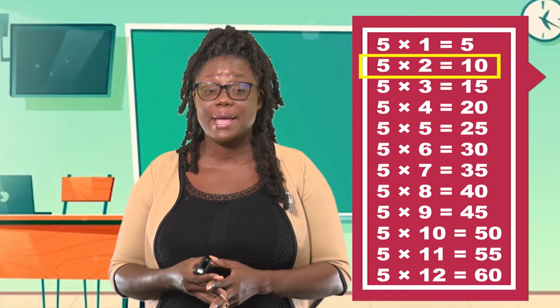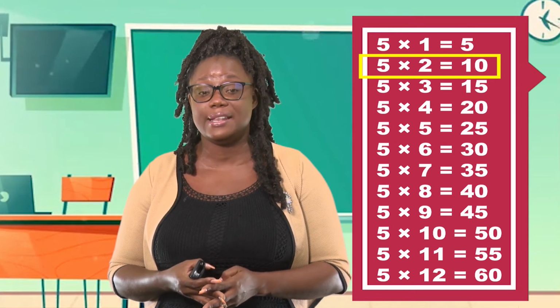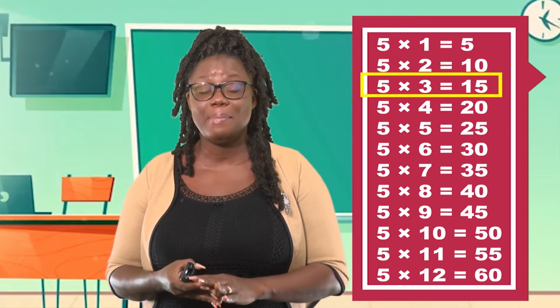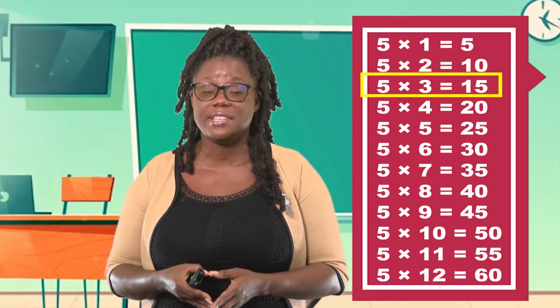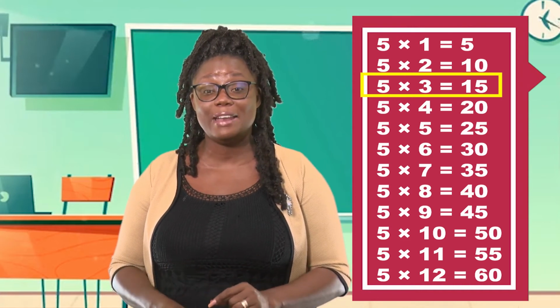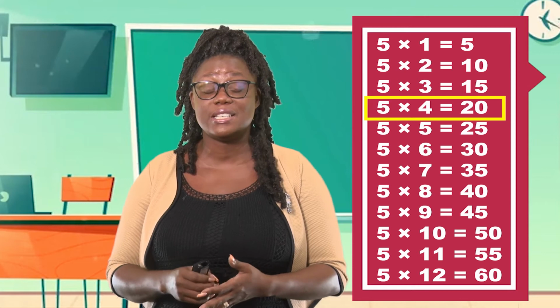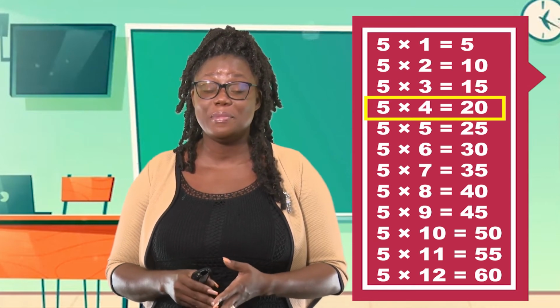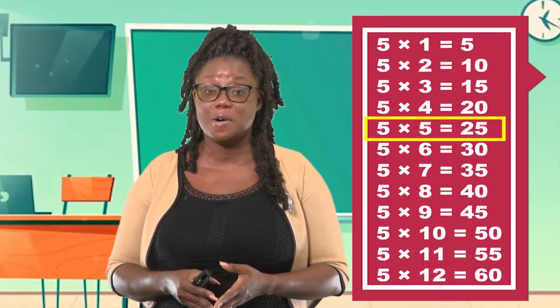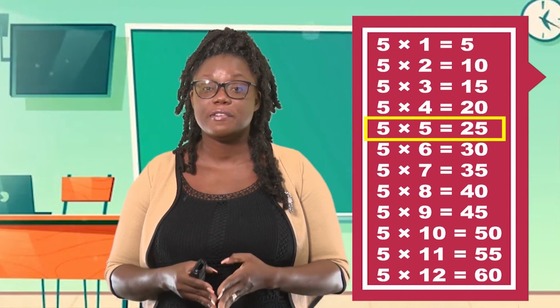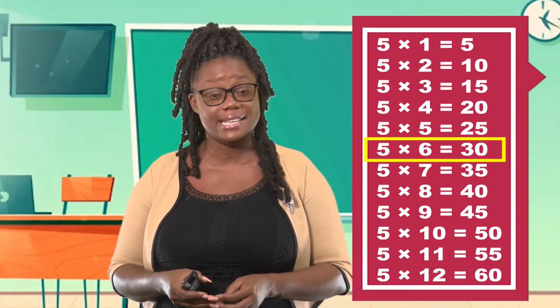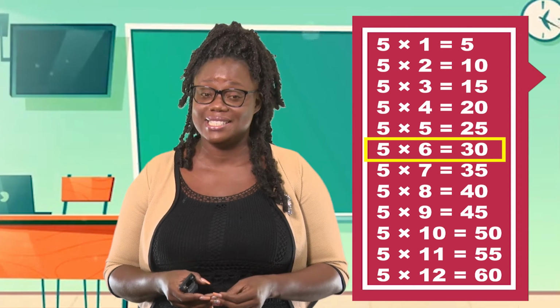5 multiplied by 2 equals 10. 5 multiplied by 3 equals 15. 5 multiplied by 4 equals 20. 5 multiplied by 5 equals 25. 5 multiplied by 6 equals 30.